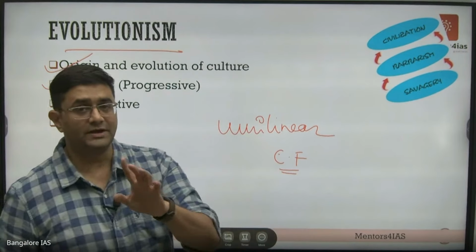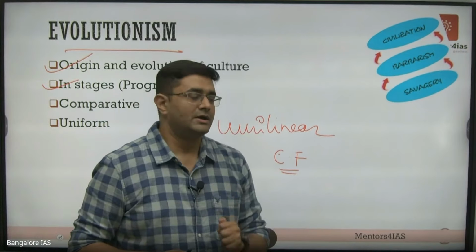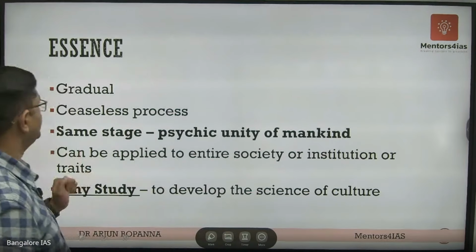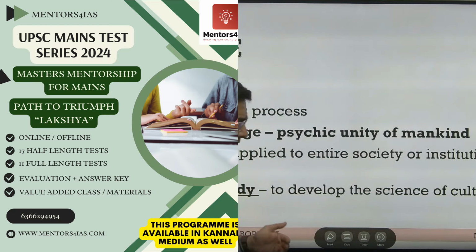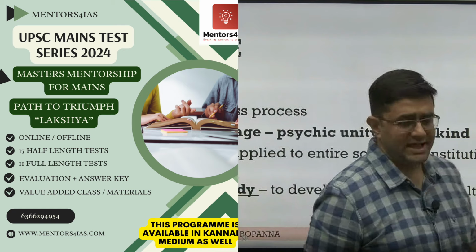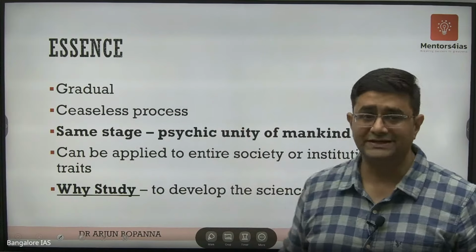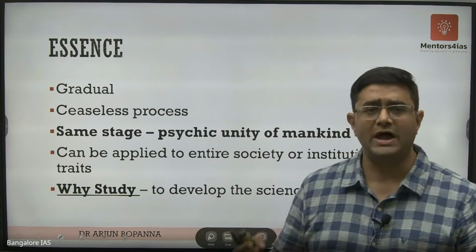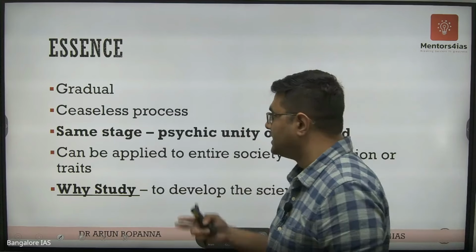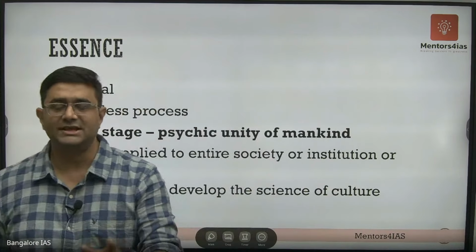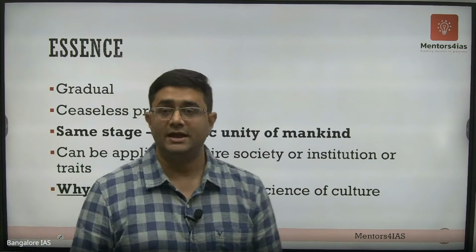So fossils, survivals can be asked as a question. So prepare for that point also. Then there are certain essence and elements that they talk about. They say evolution is a gradual process. It's a ceaseless process, that means it continues to happen. Okay, it does not stop. Then it happens in the same stages. That's why it's called unilinear evolution.